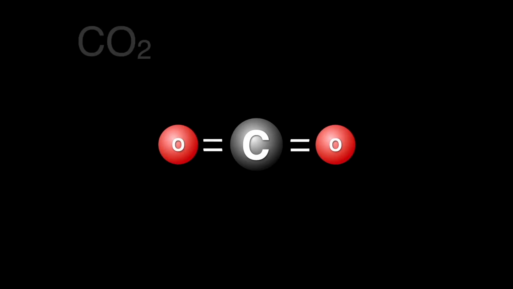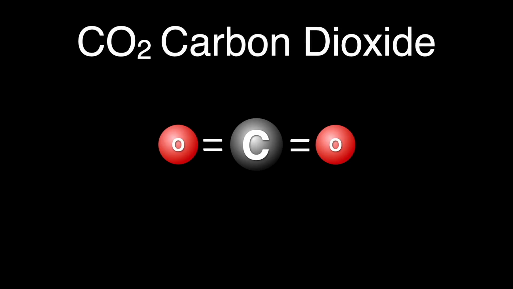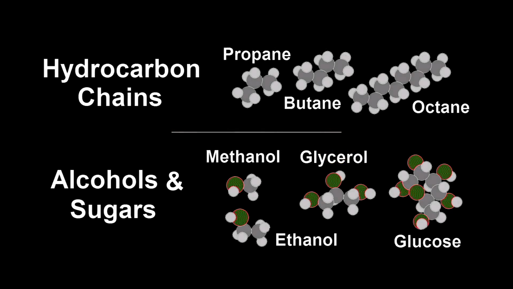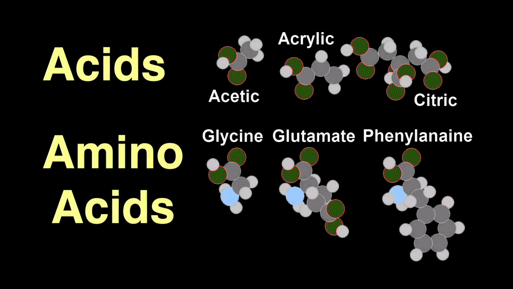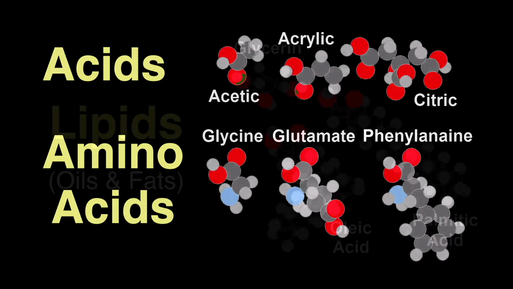Sometimes the bonds can pair up and attach to other double valence atoms, like a couple of oxygen atoms. That gives you CO2, or carbon dioxide. There are almost infinite possibilities. Carbon and hydrogen can form into long chains, or hydrocarbons. Throw in an occasional oxygen, and you can make alcohols or sugars. You can also make acids, and with a few nitrogen atoms, create the acids that make up the basis of all life, the amino acids.